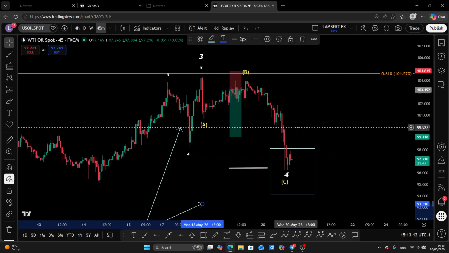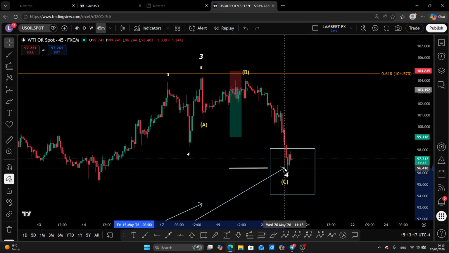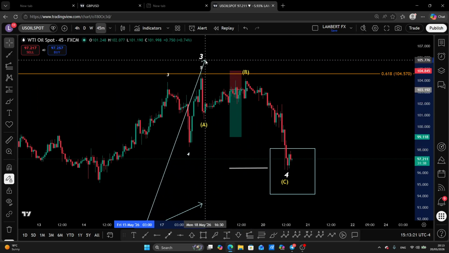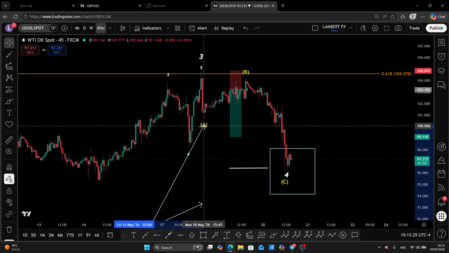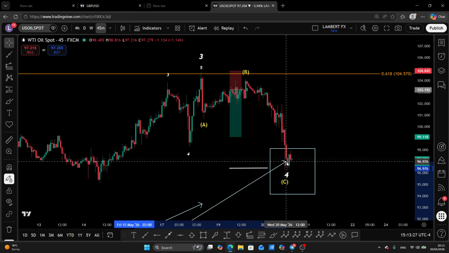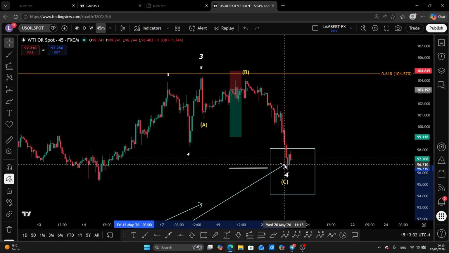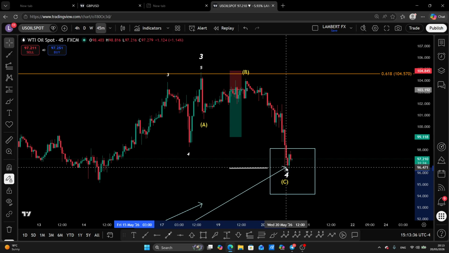Okay, so could this be our 4? Could this be the end of this correction? Because after the 3, you need a correction, and this looks like an ABC to me, right? So could this be the end of the 4?